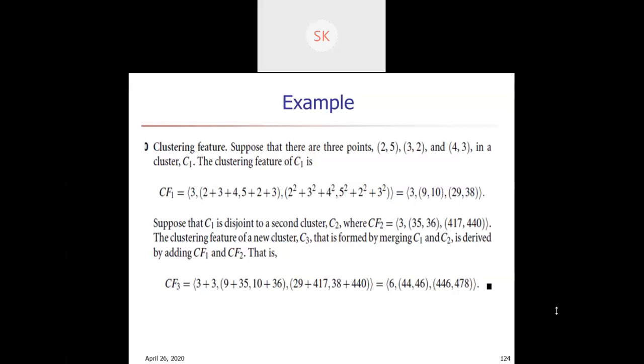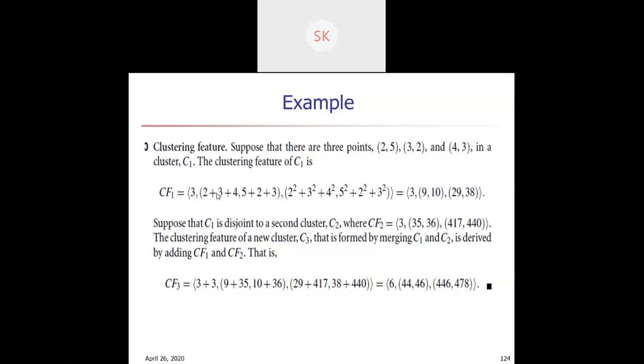Now an example to compute the clustering features. Suppose we have three points of two-dimensional data, (2,5), (3,2) and (4,3), in a cluster C1. Now with respect to these three points we compute the clustering feature CF1. As we know, it is a three-dimensional vector; the first one is N, the number of objects. So there are 1, 2, 3 objects.